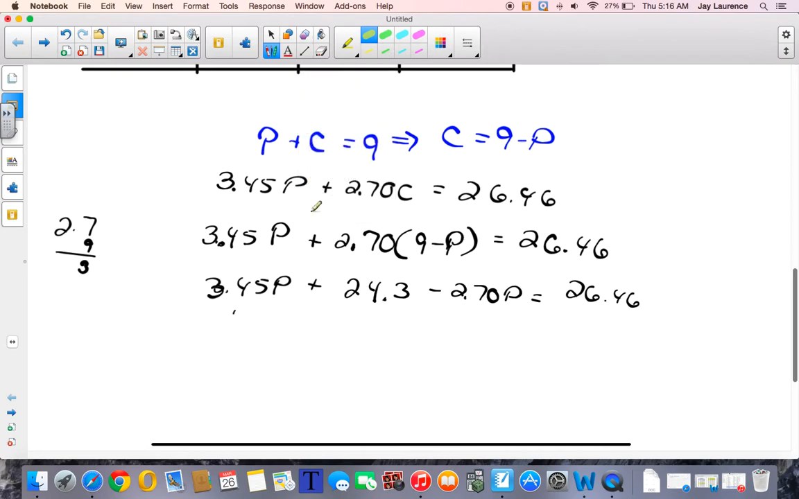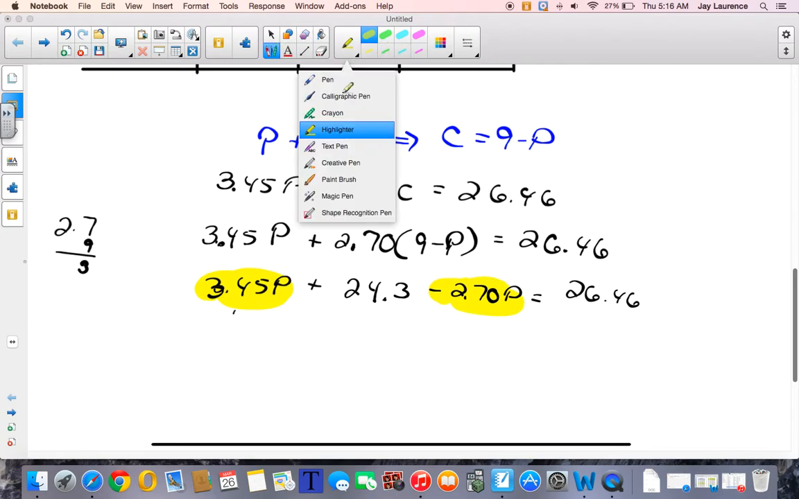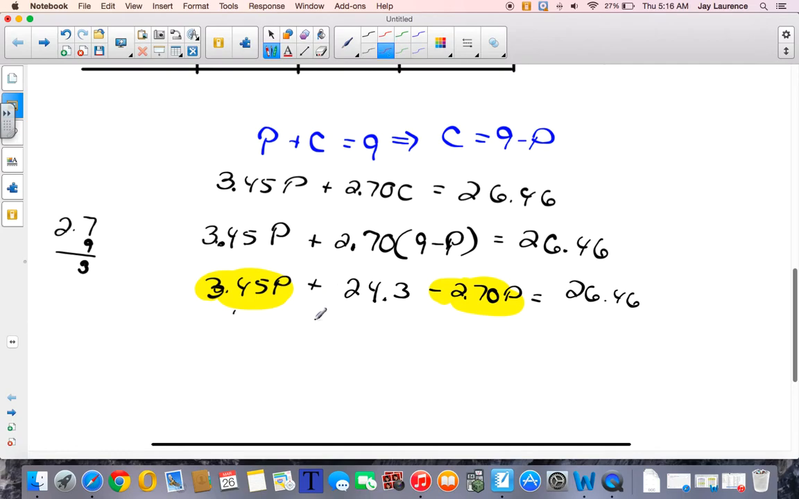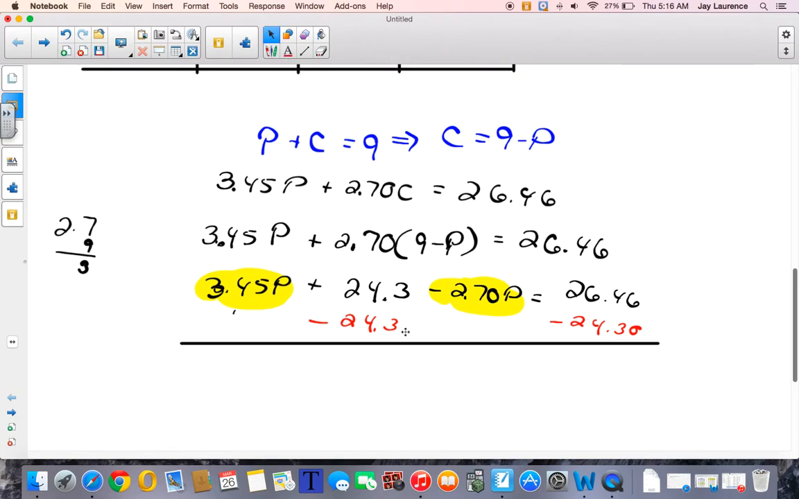I need to combine like terms on the left-hand side of the equation, and I need to subtract $24.30 from both sides. Okay, so combining those like terms, I think will come out to be 75 cents P, and the other side will end up being 2,160.